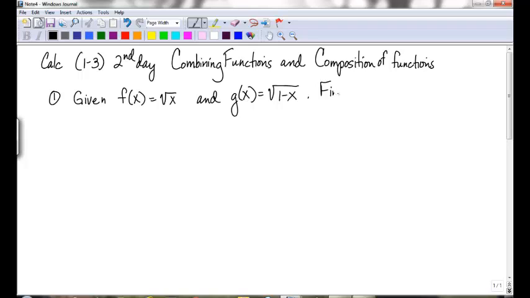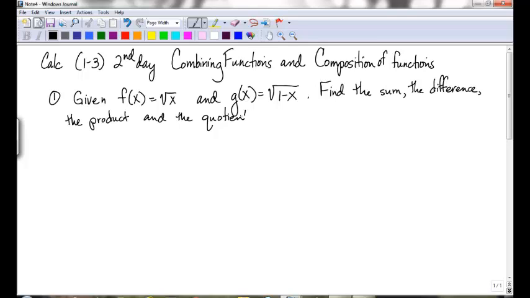It will say find the sum, the difference, the product, and the quotient. Okay, so in y sub 1, put in the square root of x, and it's going to have parentheses there. In y sub 2, we're going to put in our original square root of 1 minus x. Okay, take a minute and do that.